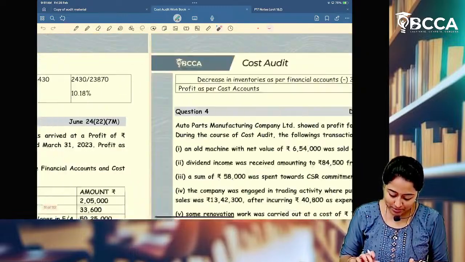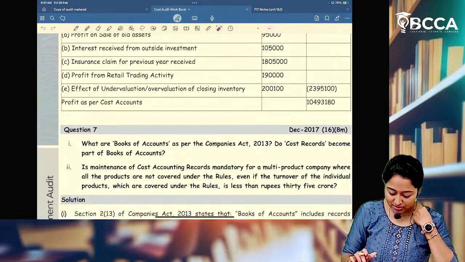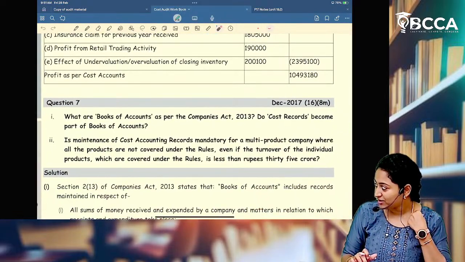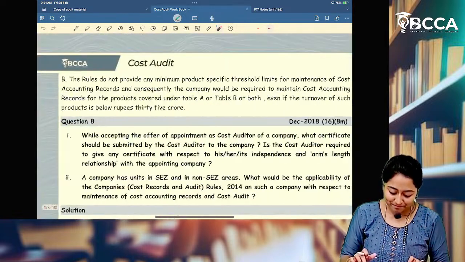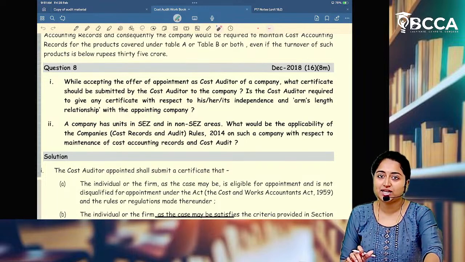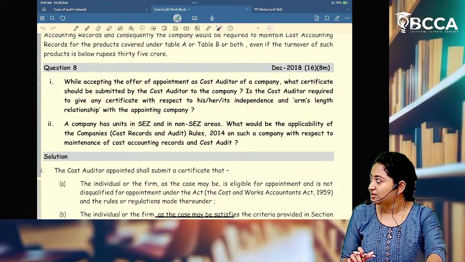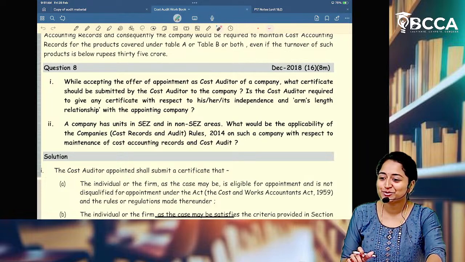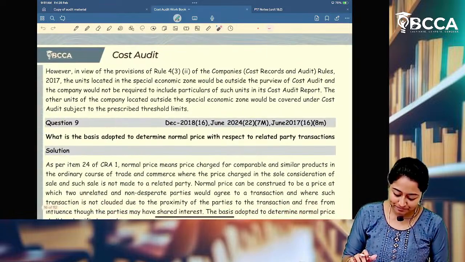We'll see practical questions afterwards. We'll first complete the theory questions. Question number 7. We've already done question number 7, right? And question number 8. We saw question number 7 and question number 8 in the last class. Did you see those questions in yesterday's class? Yes, right? Now, moving on to the next question.